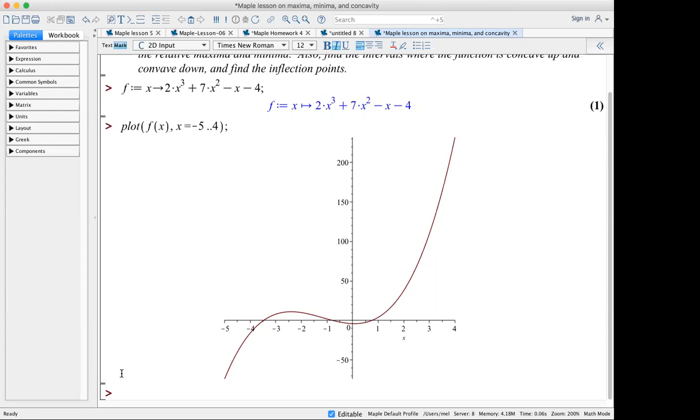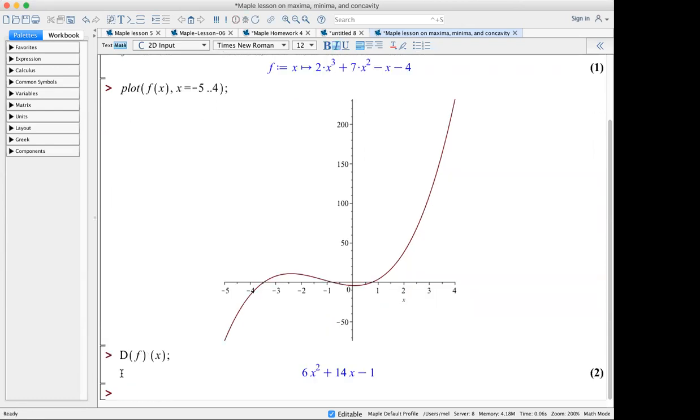So what is the derivative? The derivative of the function f at x is this quadratic. And you recall, or you learn in Math 175, that f of x is increasing where the derivative is greater than 0, and decreasing where the derivative is less than 0.